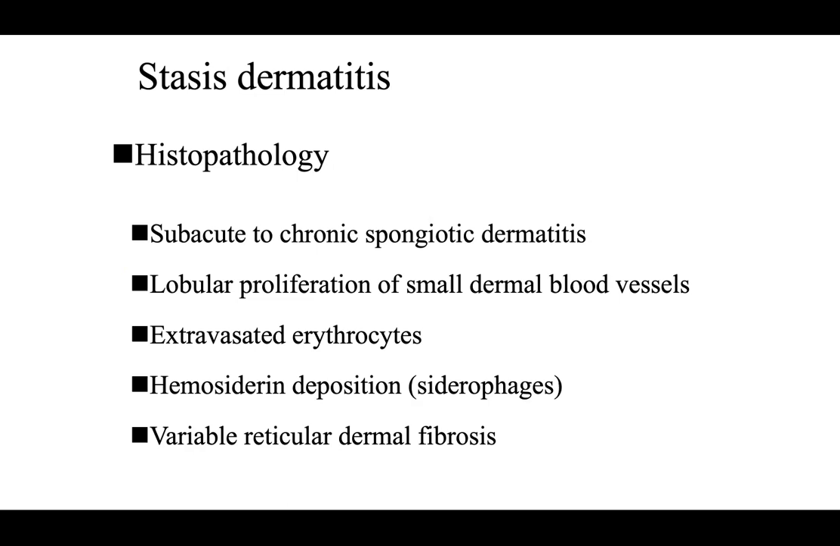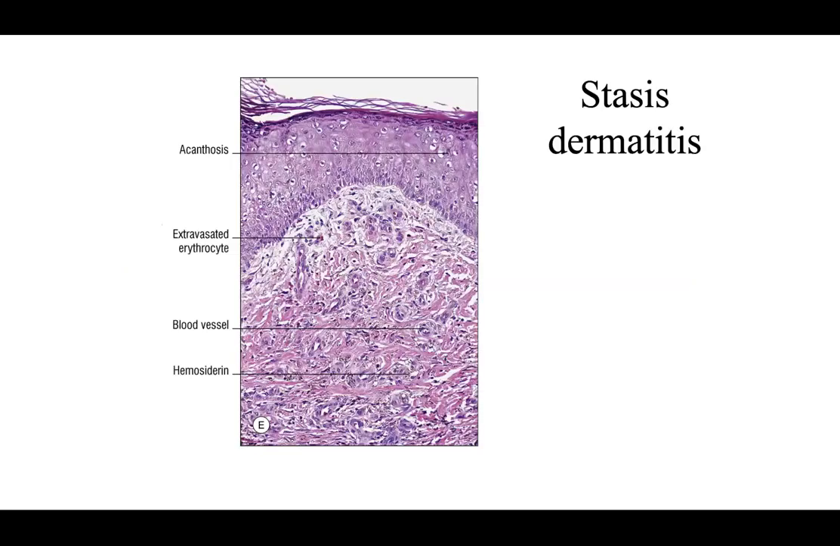Hemosiderin will stain with special stains such as Prussian blue, and they'll actually stain blue after the treatment with Prussian blue. Melanin is best highlighted with Fontana Masson, which will turn the pigment black. So if there's any doubt on whether or not you're looking at hemosiderin or melanin, you're going to want to do a Prussian blue iron stain or a Fontana Masson, respectively. Variable reticular dermal fibrosis can be seen. It's not a specific diagnostic feature.